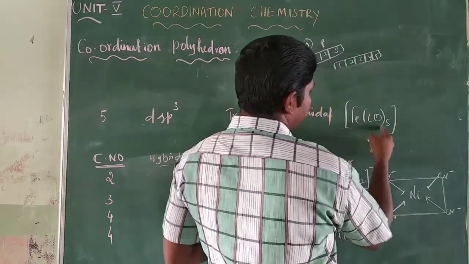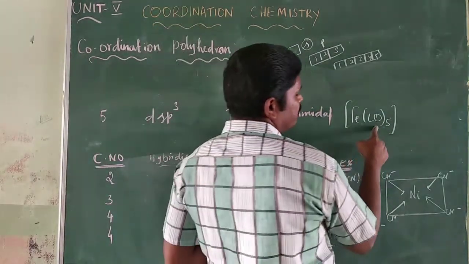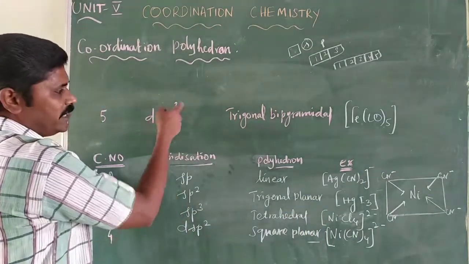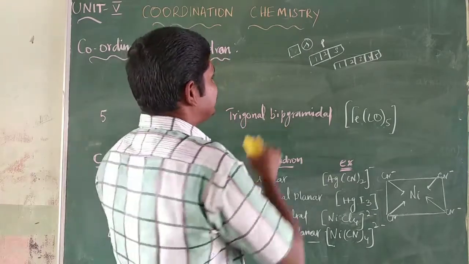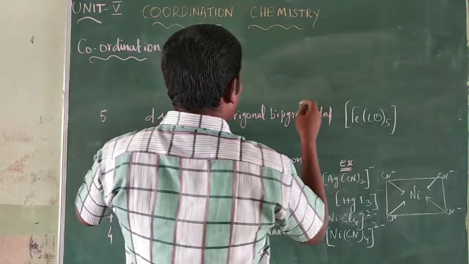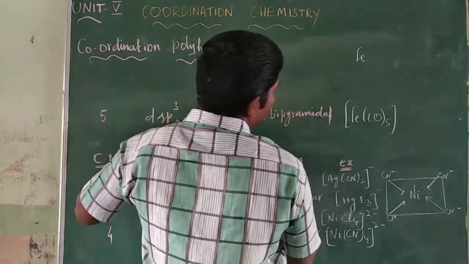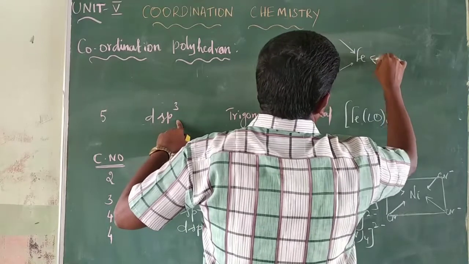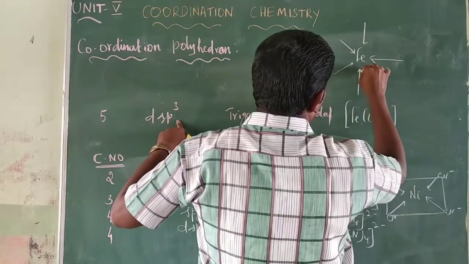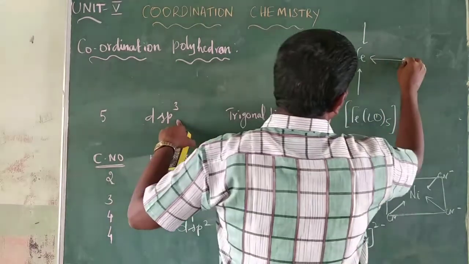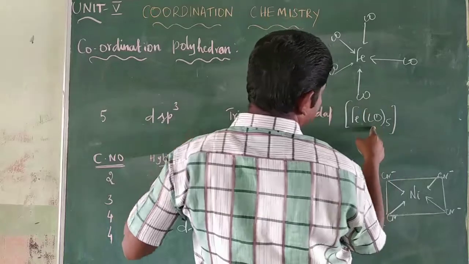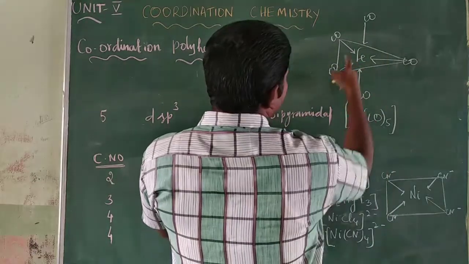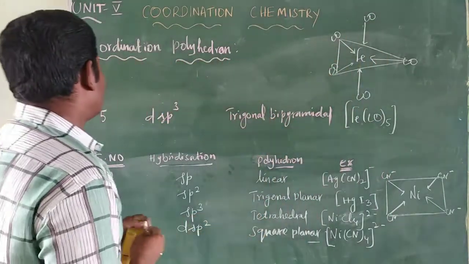Example: Fe(CO)5. CO, carbonyl, is a strong field ligand, so the hybridization starts at dsp3. The central metal atom is Fe, with a trigonal bipyramidal shape. Carbonyl is a neutral ligand. The shape is trigonal bipyramidal.